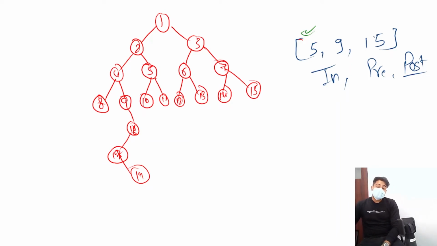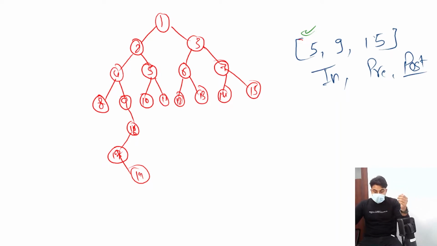So now let me try to iterate over the binary tree. I don't know which traversal I'm doing, I'm just going to iterate over the binary tree. At first I get this 1. Now I will check whether this 1 is present in the set which I have created or not. Here I come to know that this 1 is not present. So I'll move forward.